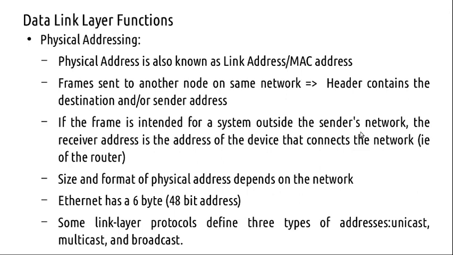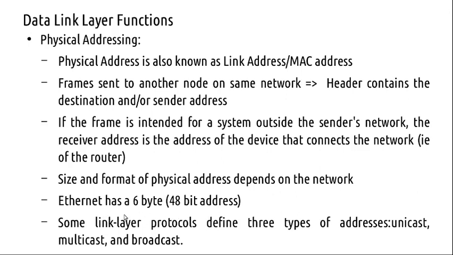For frames intended outside the network, you will have to add the address of the router, the physical address of the router. And the physical addressing depends on the type of data link layer which you follow. You could have Ethernet, WANs, FDDI, fiber to the home (FTTH), all those different types of protocols could run on the data link layer. So depending upon that, your physical address length would vary.